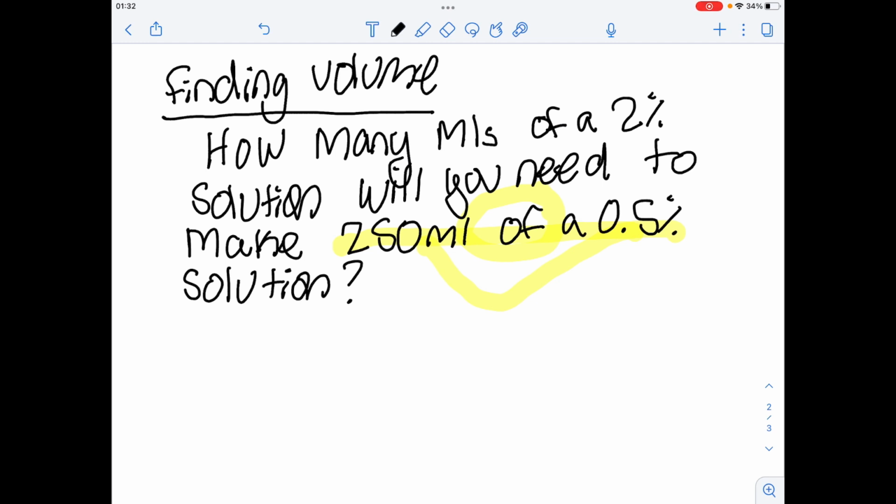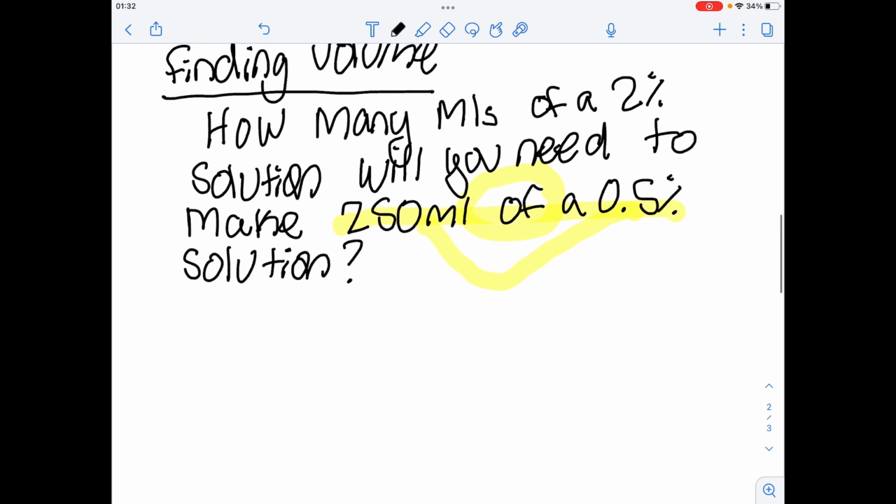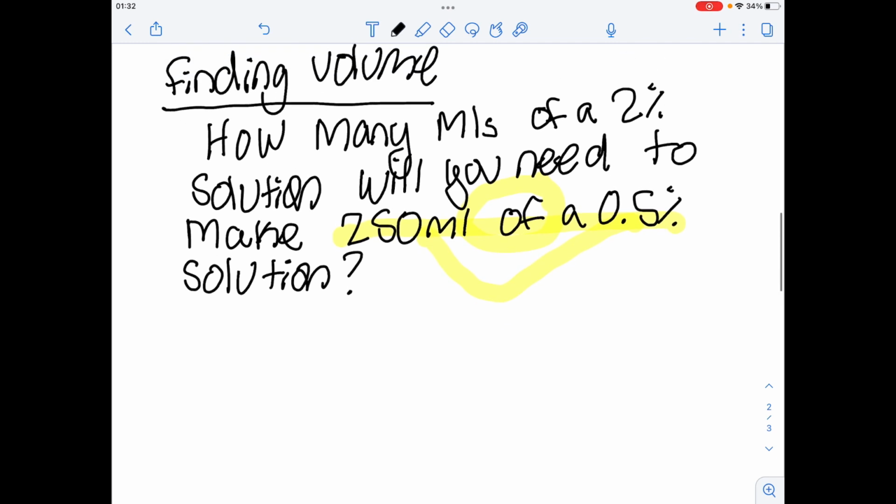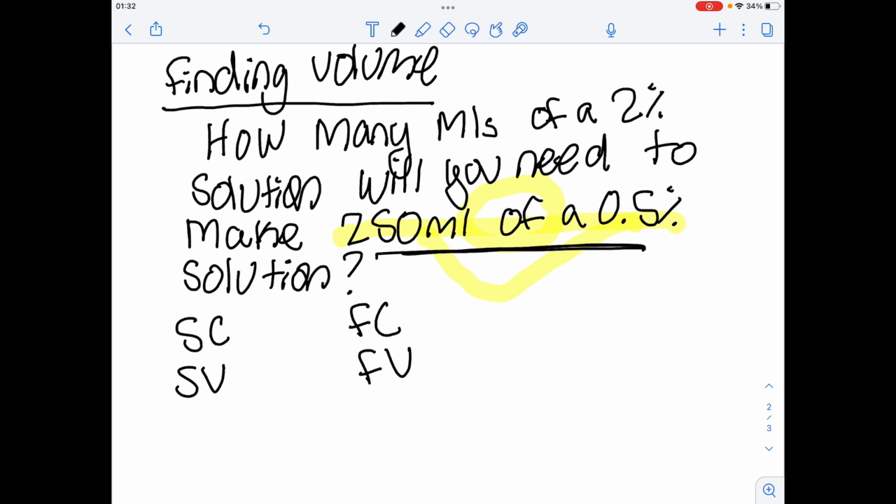Let's set this up. In order to set these equations up, I always just find my values first before I plug anything in. So this is how I set up my paper: starting concentration, starting volume, final concentration, final volume. As I said, we know that this part right here is our final because that is what we are trying to find. We can plug that in right here.